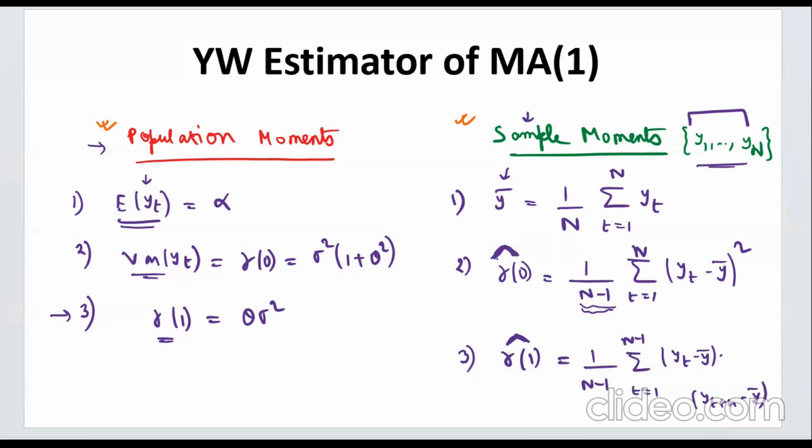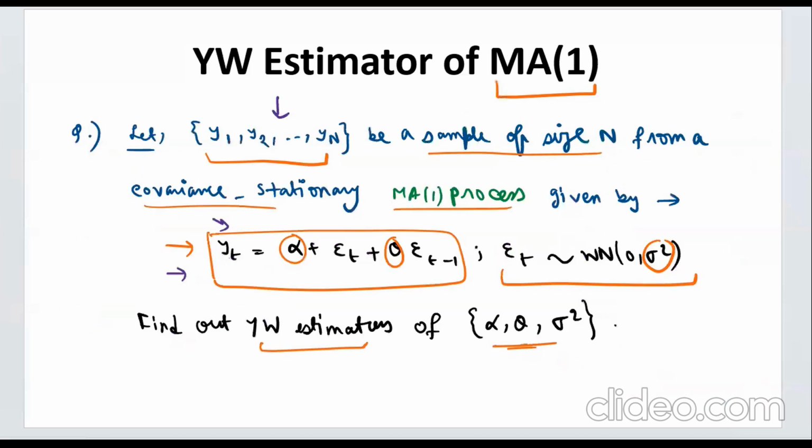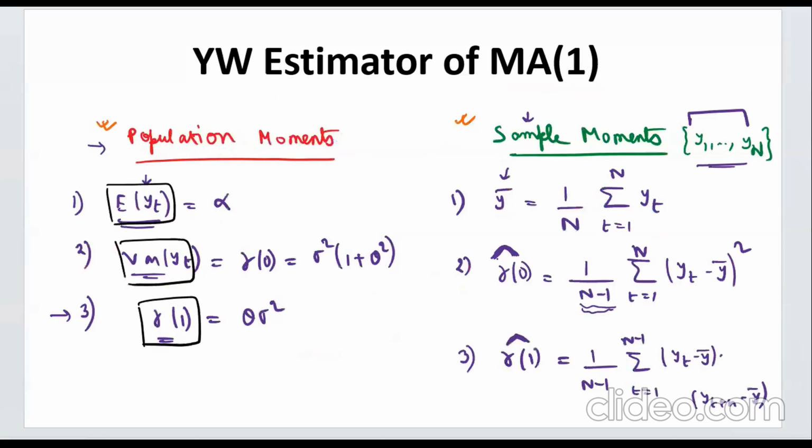Let me do a quick recap. In population, we find the expectation, the variance, and the autocovariance directly from the model, right? Directly from the model. So here you have yt is alpha plus epsilon t plus theta epsilon t minus 1. If you take expectation on both sides, you will get alpha. In variance, this will be sigma square (1 plus theta square), and here it will be gamma 1.